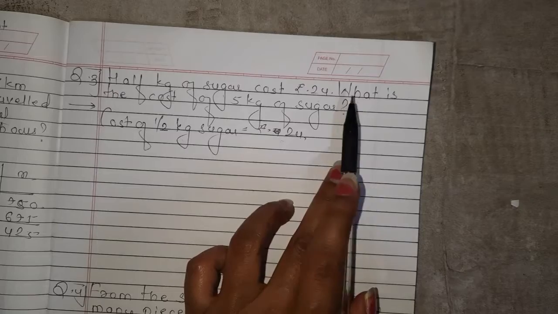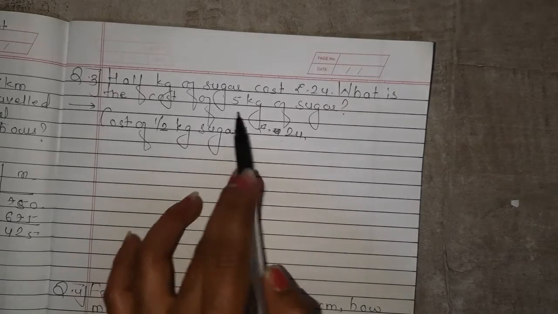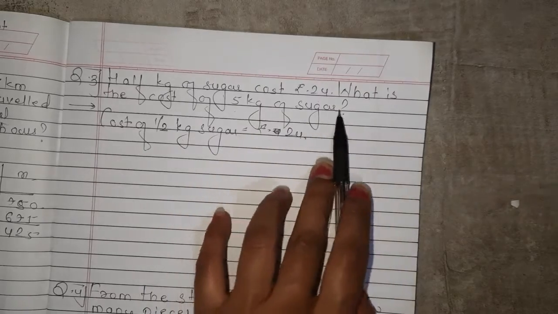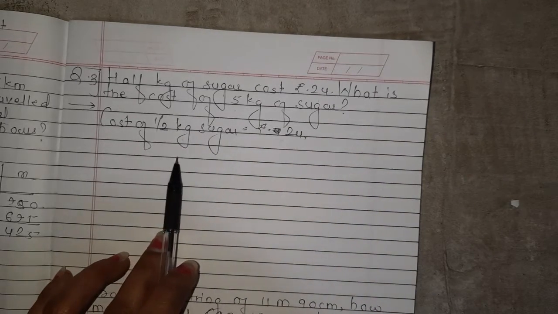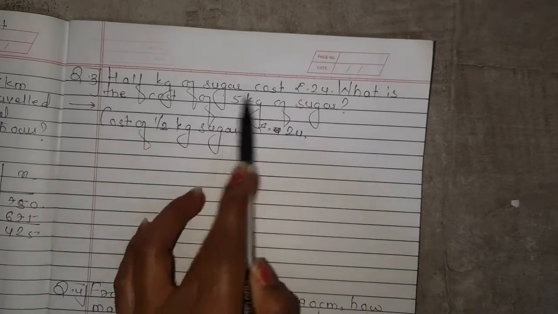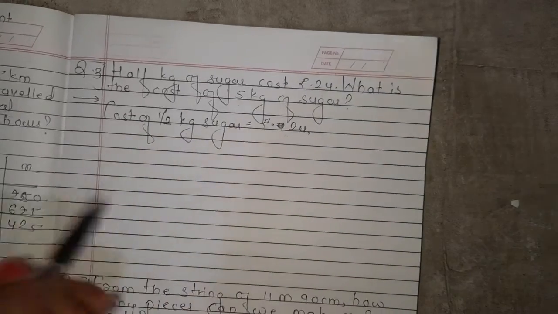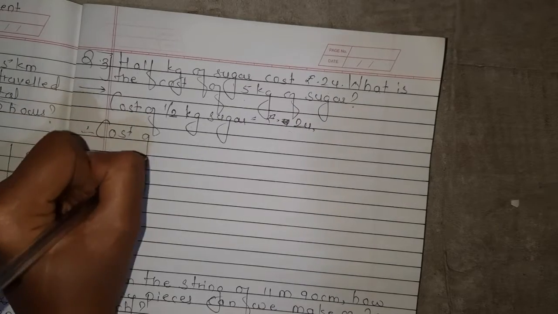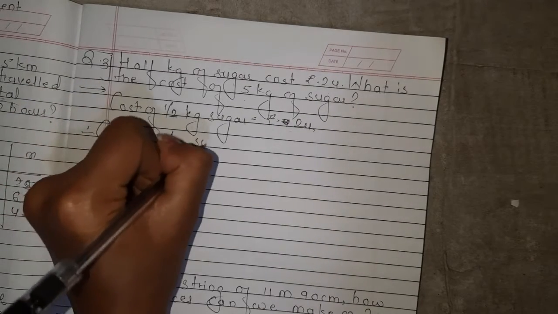We have to find out the cost of 5 kg of sugar. So first we need to find out the cost of 1 kg sugar. Then from that we can find out the cost of 5 kg of sugar. So therefore, cost of 1 kg sugar.